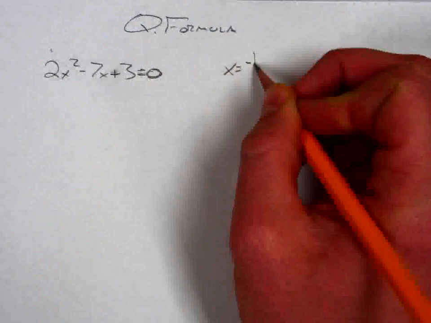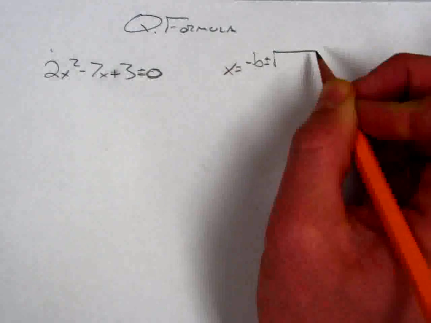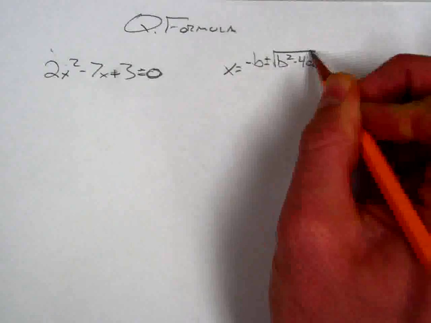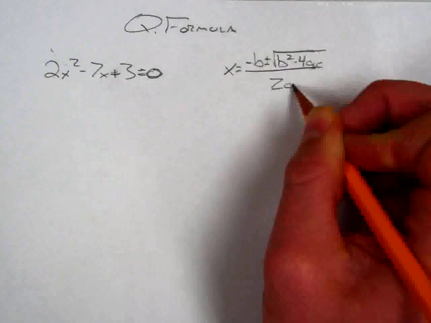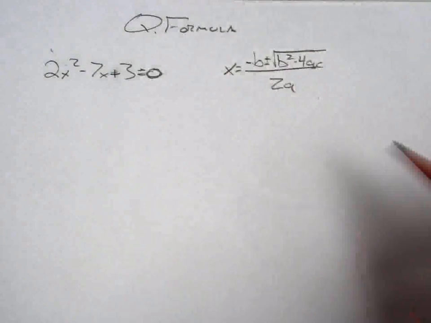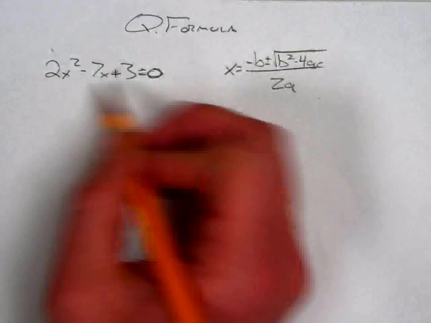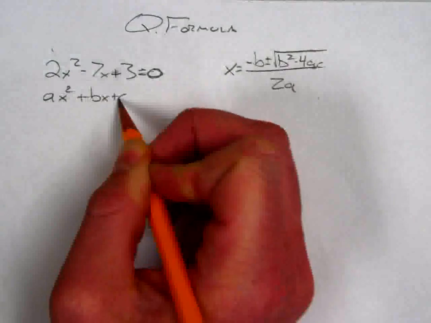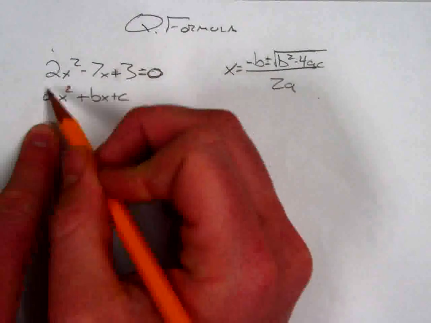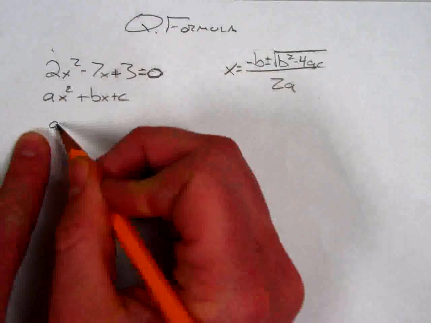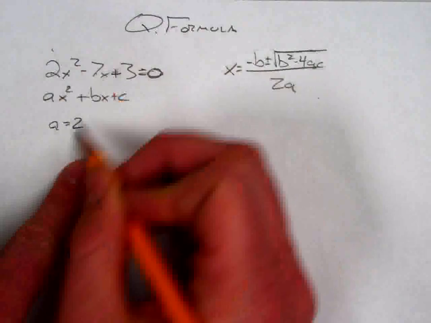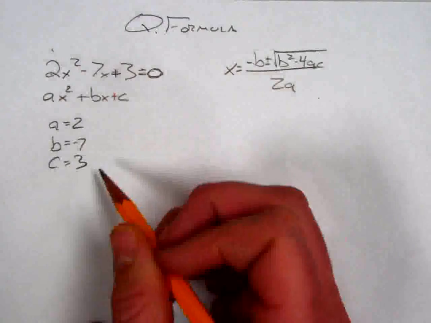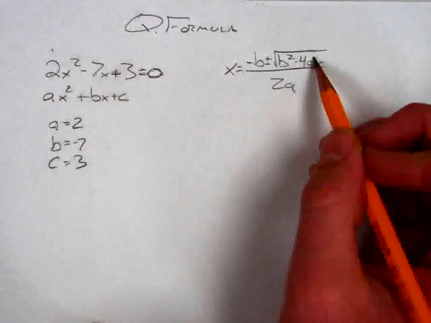x equals negative b plus or minus the square root of b squared minus 4ac, all over 2a. I know it looks intimidating, but it's actually very simple. A normal quadratic is written in the form ax squared plus bx plus c. So in this situation, our a is 2, b is negative 7, and c is 3. With that knowledge, I can just fill in my equation.